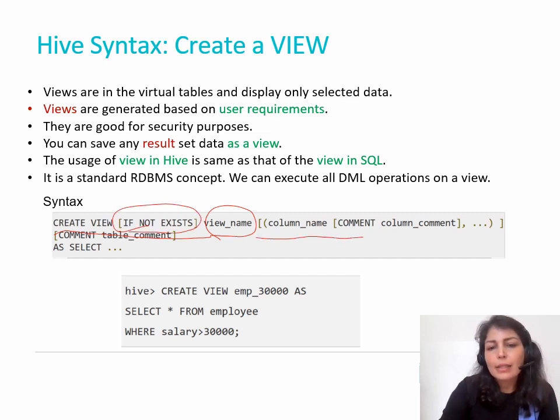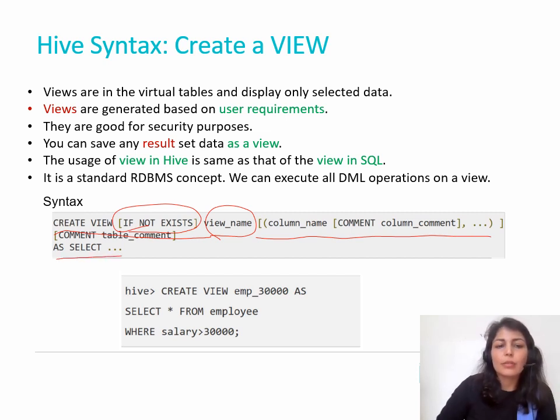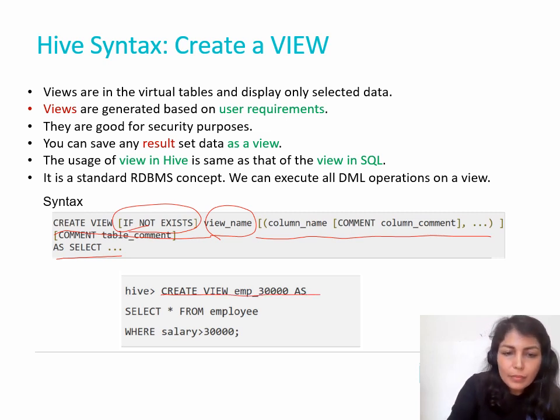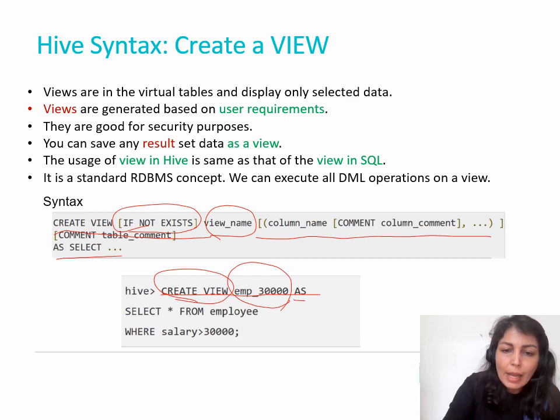And then you can select the columns, and if you need to put some condition, you can do it. Here is an example: create view imp_30000. This is the name. Create view is the keyword, and imp_30000 is the name of the view.